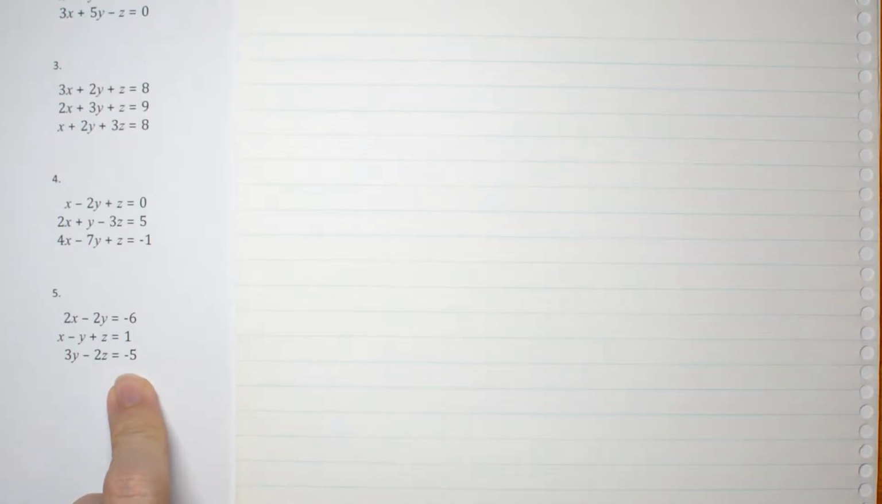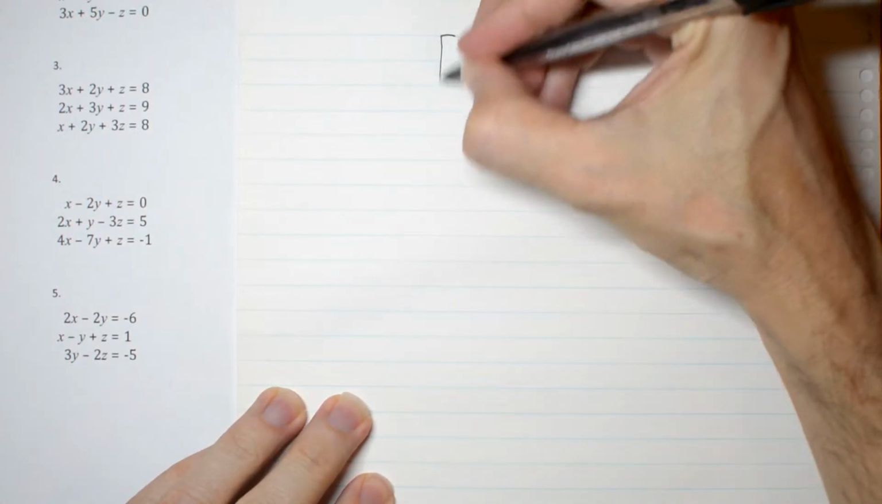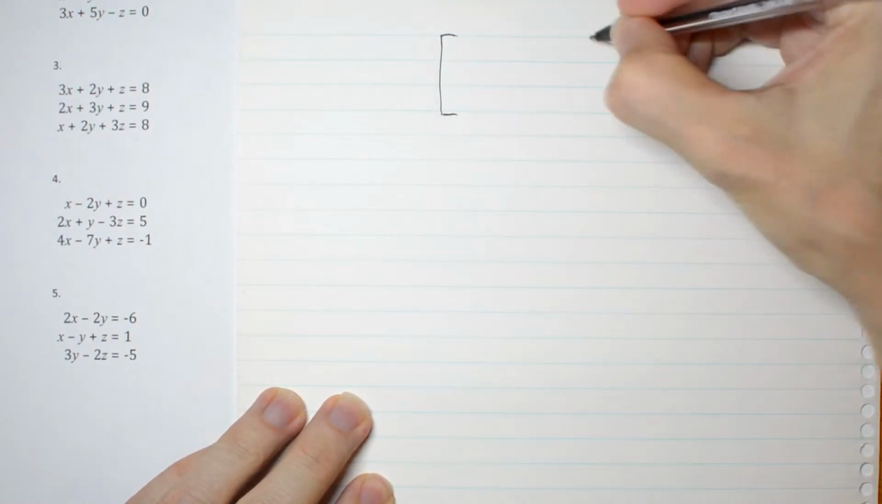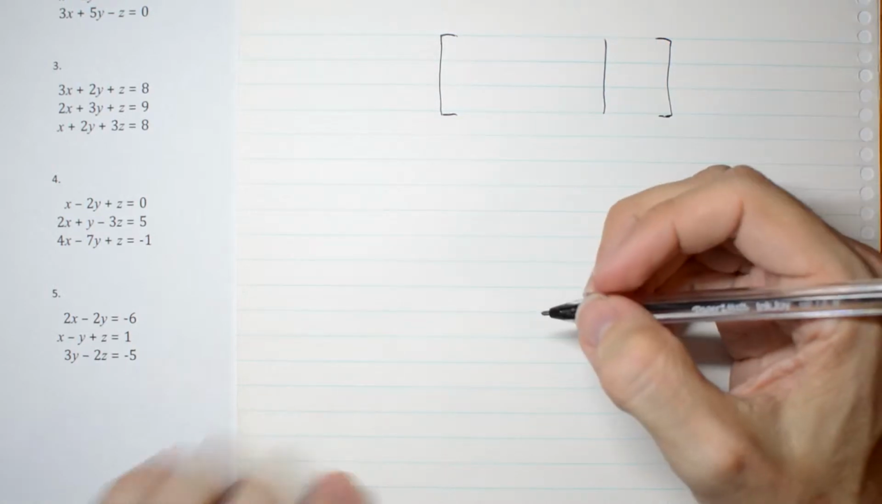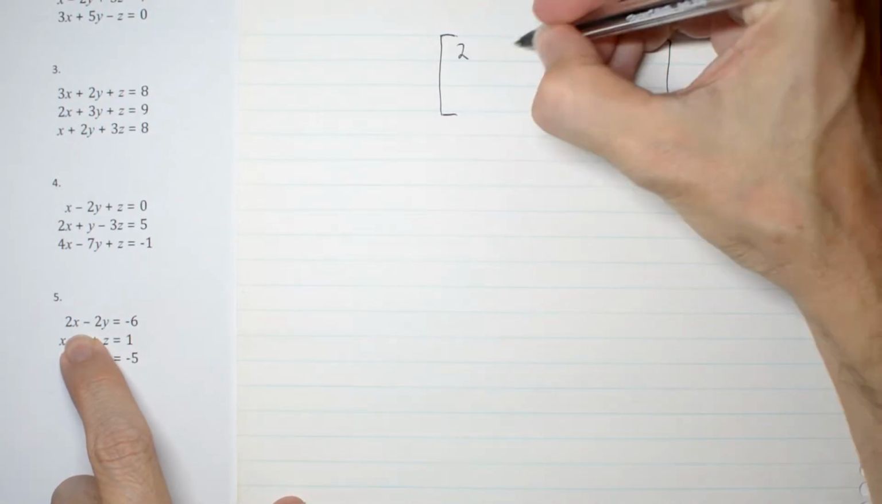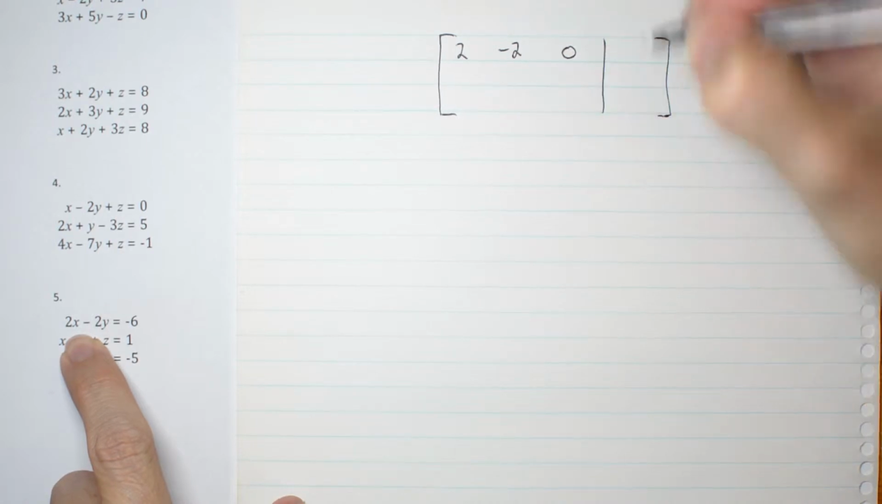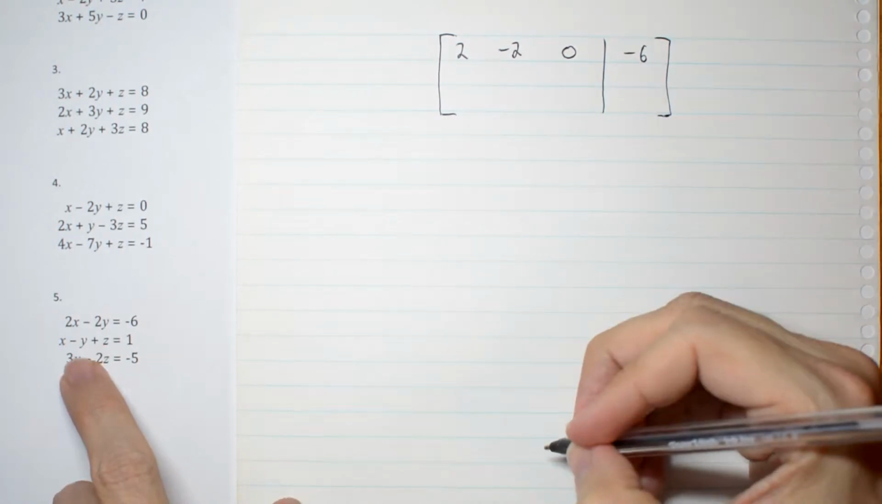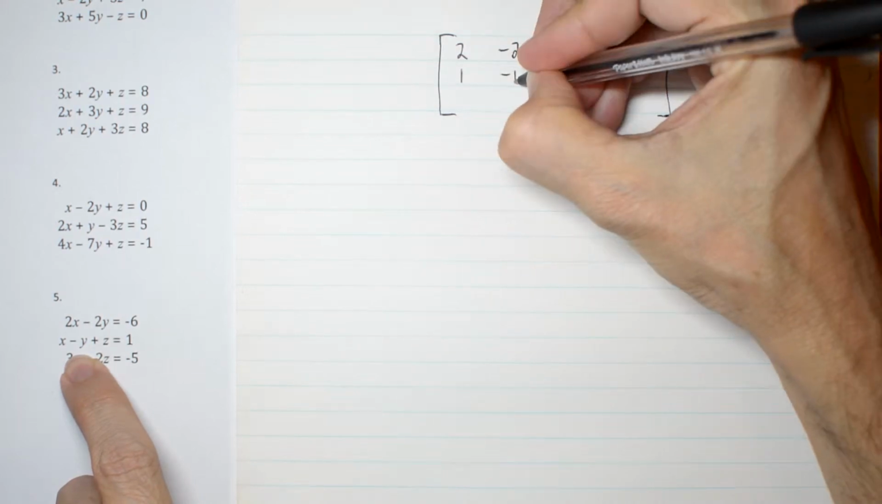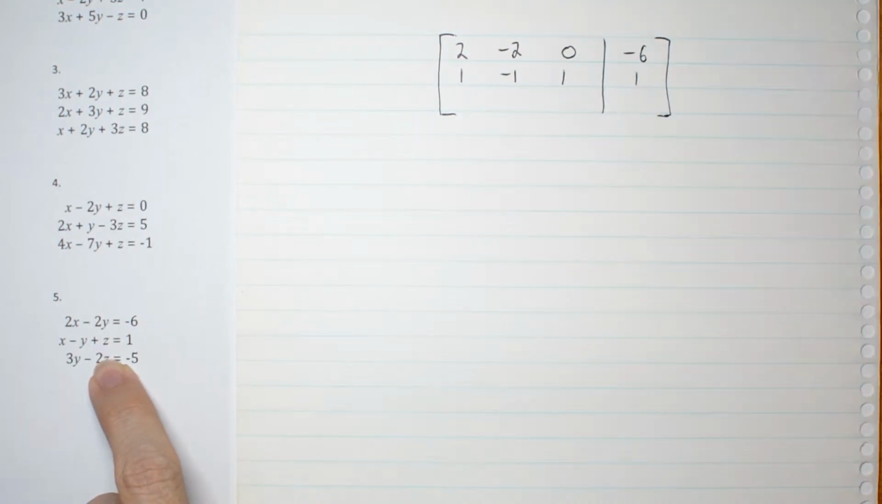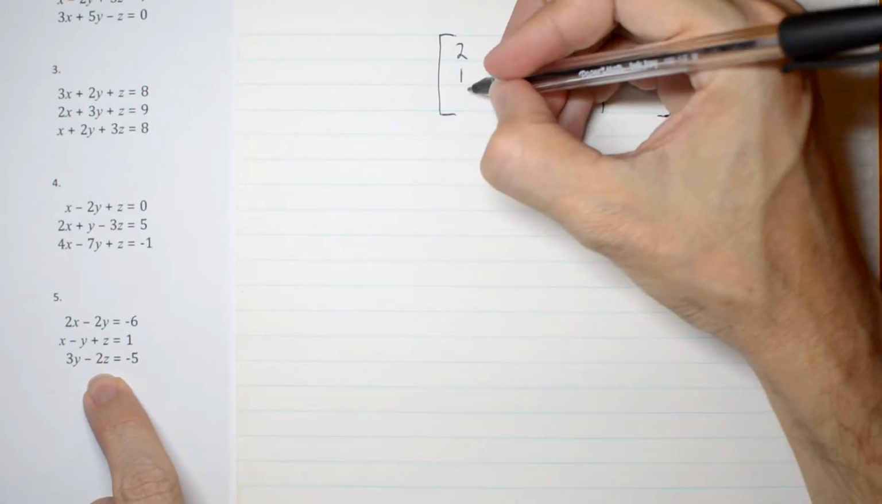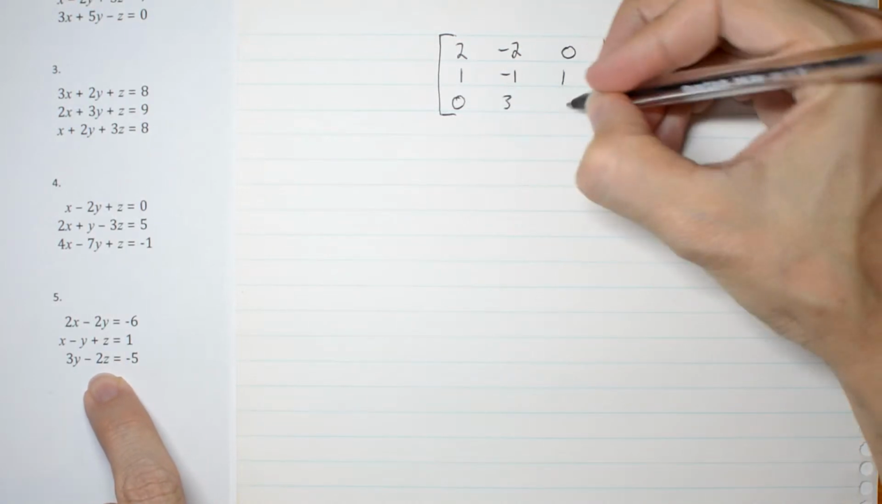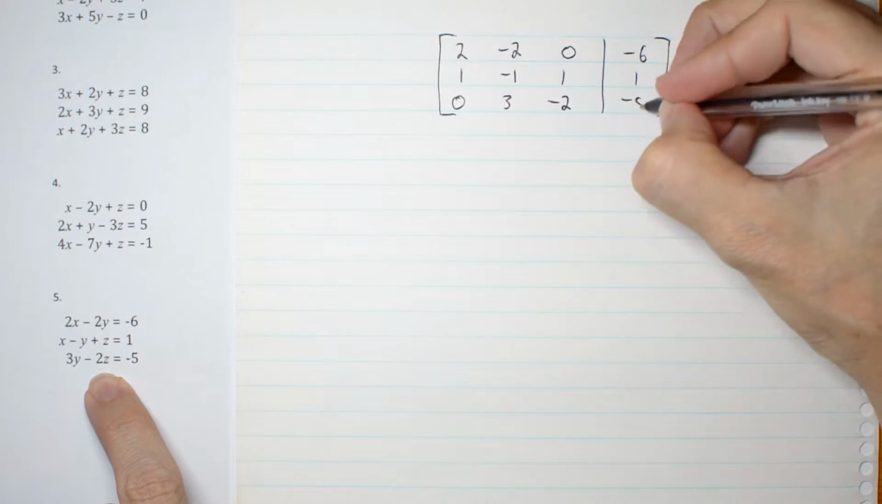So this last example doesn't have all the variables in all the equations. This is just to help make sure you know how to put this into the right augmented matrix. Because the columns in the augmented matrix correspond to the variables, we have to keep them in the right places. 2x minus 2y, no z, is -6. 1x minus 1y plus 1z is 1. No x's here. 3y's minus 2z, -5.